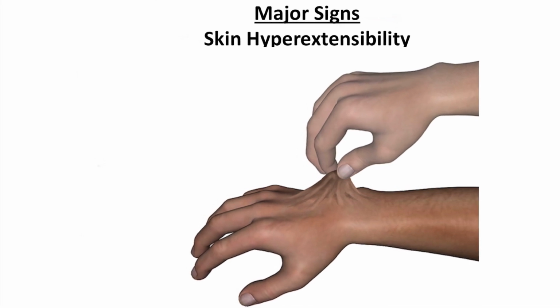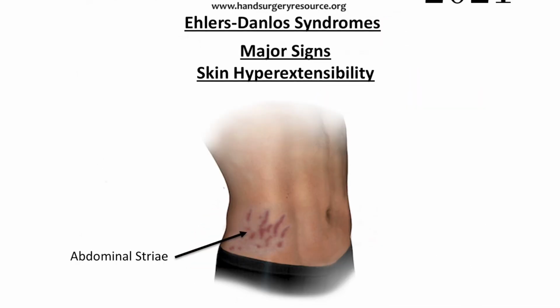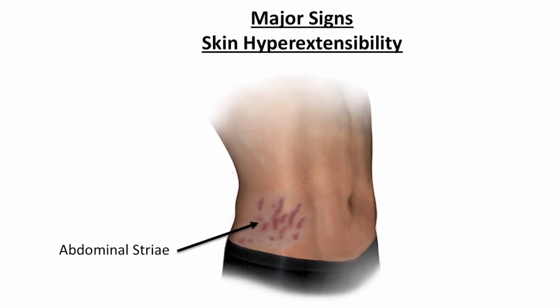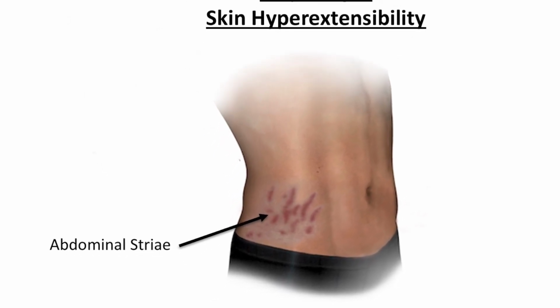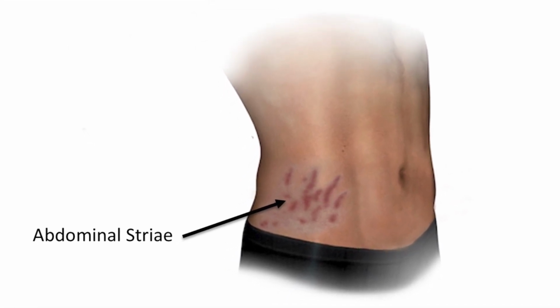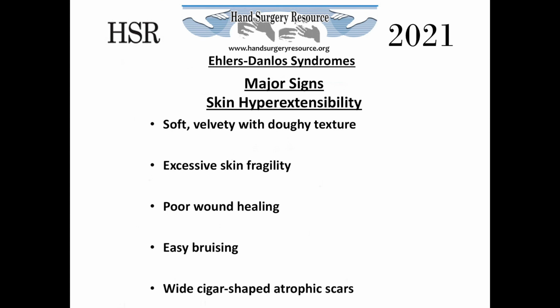The skin hyperextensibility in Ehlers-Danlos syndrome is demonstrated in this drawing, which shows the hyperextensibility of the dorsal skin of the right hand at the wrist. Another component of the skin problem seen in Ehlers-Danlos syndrome is skin fragility, which is seen here as stria on the abdomen of this male patient. Other characteristics of ED syndrome skin problems include softness of the skin, a velvety, doughy texture, fragility, poor wound healing, easy bruising, and wide cigar-shaped atrophic scars.